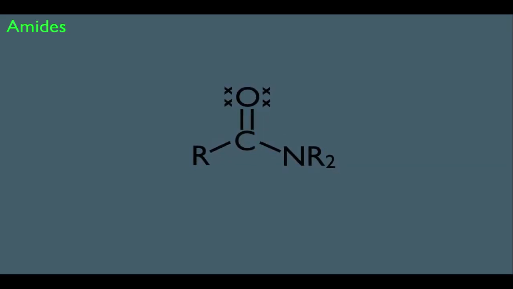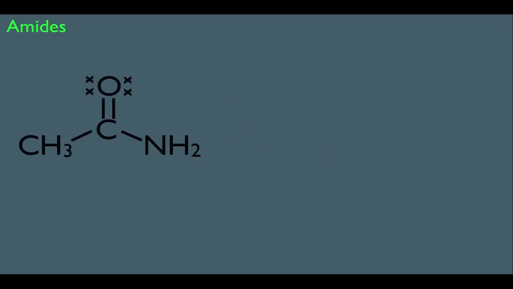This amide has two R groups connected to it. These R groups don't have to be the same, but they could be. So let's talk about naming the more simple amides first, the ones that are just NH2. Again, let's go back to basics here.